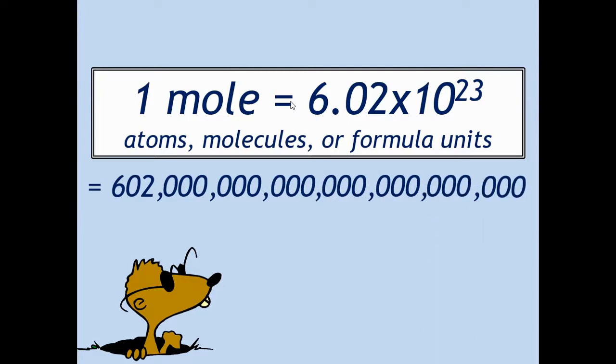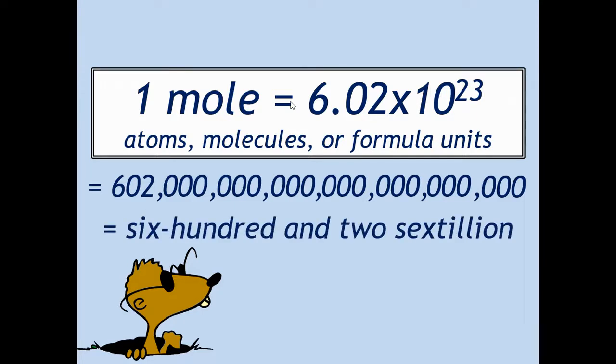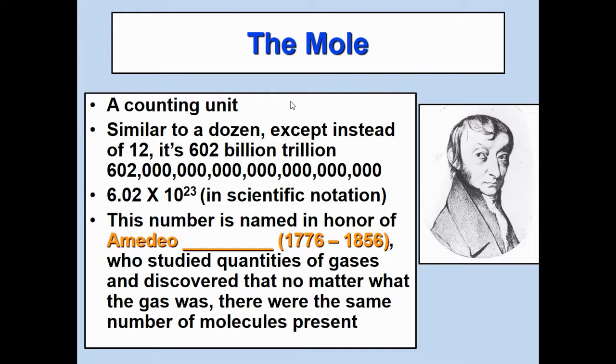Okay, none of us want to write all those zeros down. That's why we use scientific notation. One of the reasons we use scientific notation in science is so that we can talk about really big numbers using a smaller number. Okay, this is 602 sextillion. So it's a counting unit. It's similar to a dozen, like a dozen is equal to 12. A mole is equal to 6.02 times 10 to the 23. Okay.